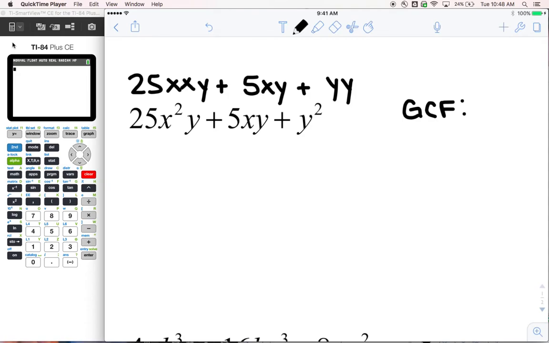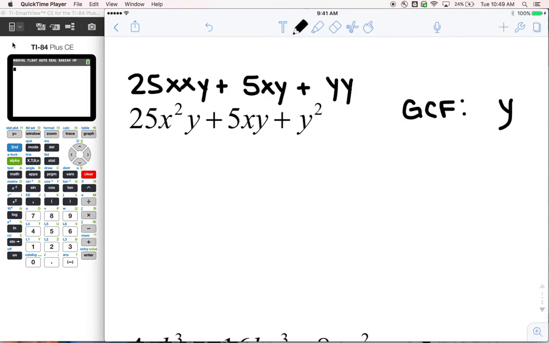Let's look at the variables first. This has 2 x's, and this has an x, and this has no x's. So guess what? X is not part of my GCF because it was not in every single term. It was not in all 3 terms. This term has a y, and this term has a y, and this term has a y. This term actually has 2 y's, but I have a y in every single term, so the GCF has a y in it.